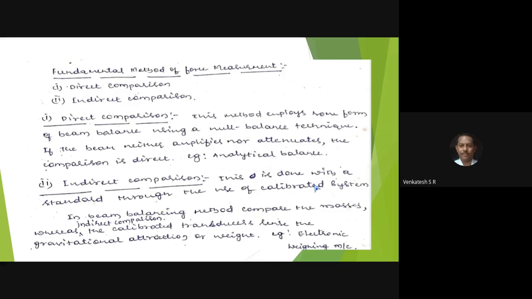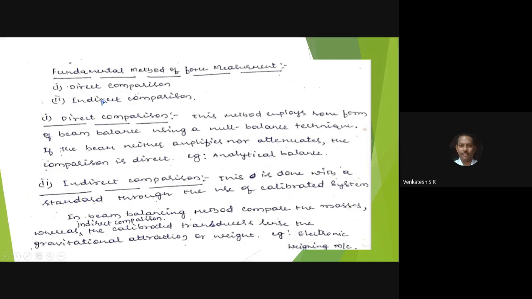Example: an electronic weighing machine. Here, the resistance is converted into an analogous signal. The analogous signal is converted into a voltage signal. Again, that voltage signal is converted into analog-to-digital form. From the digital display, you can read the weight of the unknown magnitude you have placed on the platform.